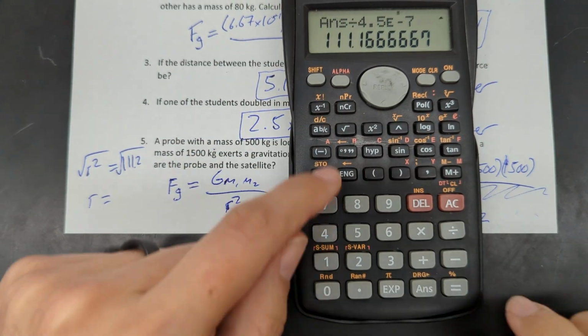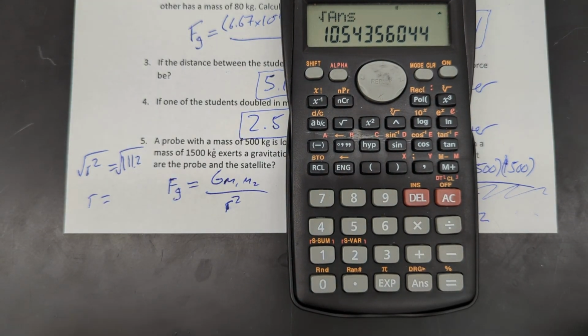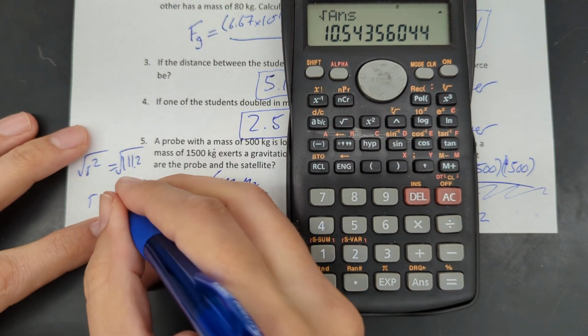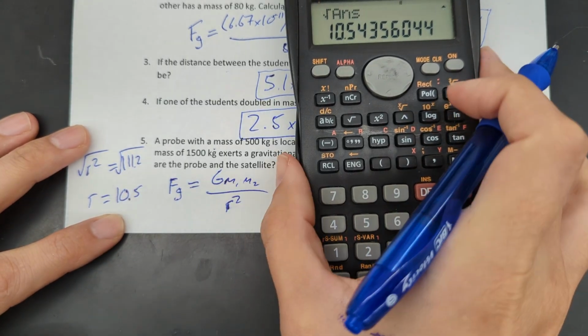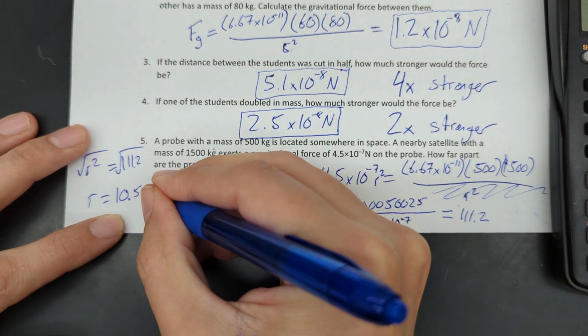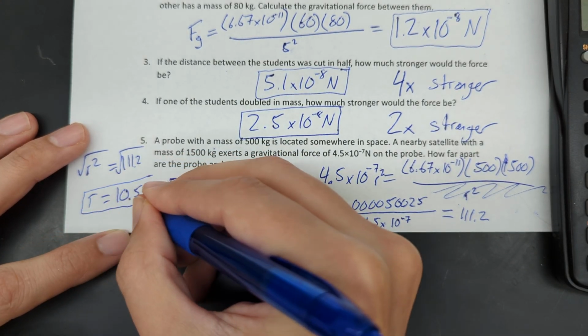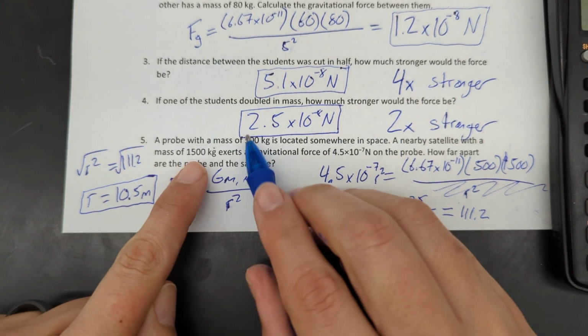R is the square root of my answer, and I get about 10.5. And I got to think, what were my units? The radius, because we're using newtons with the big G, is going to be meters. So those satellites are actually very, very close together, thinking about how big they are.